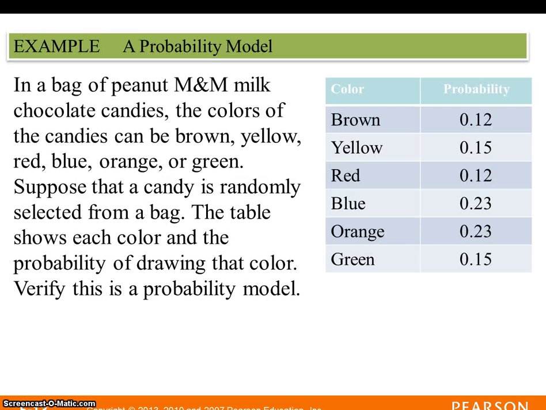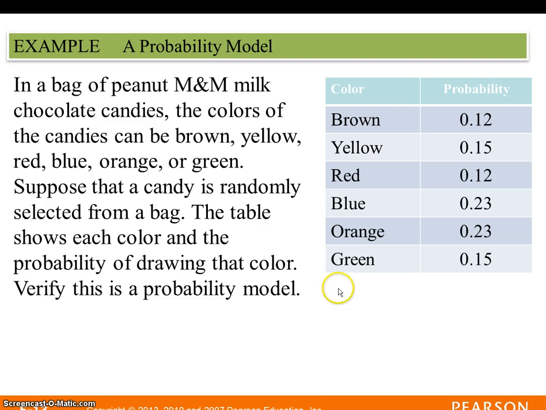So let's look at an example here. So here's what we've got here. We've got a bag of peanut M&Ms, and we basically sort the colors of the M&Ms into different categories here. And we look at the probability or the percentage of randomly drawing a particular type of M&M.